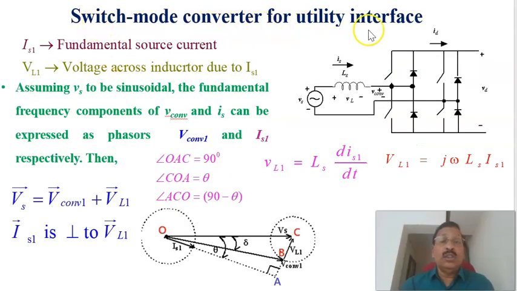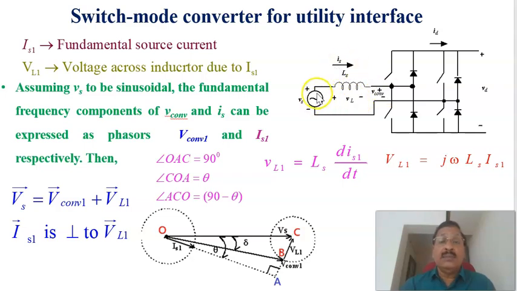Switch mode converter for utility interface. This diagram represents the single phase H bridge converter. These are the 4 switches, and there are 2 legs, and across each switch there are feedback diodes. This is a DC source at this side, and on this side there is a single phase AC supply Vs, and the output of the converter is represented as V converter. There's a linking inductor, LS, connected between the AC source and the converter output.